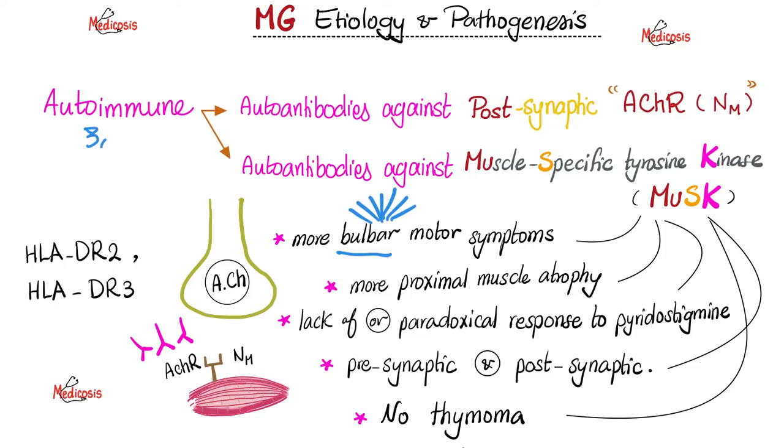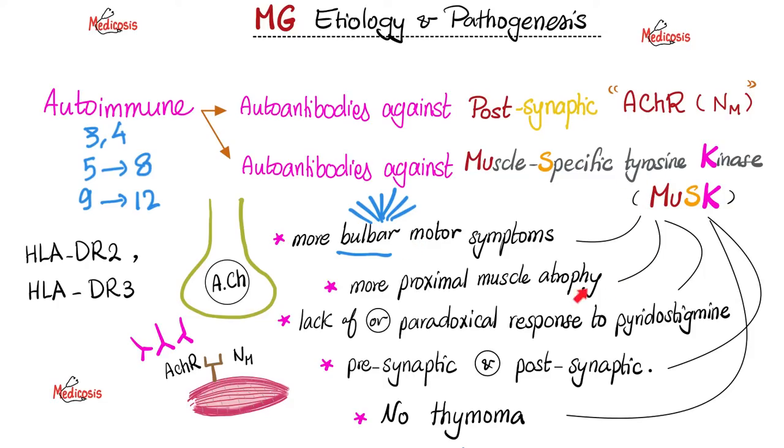Remember that cranial nerves 3 and 4 come from the midbrain. 5, 6, 7, and 8 come from the pons. 9, 10, 11, 12 come from the medulla. And all of these are going to supply muscles in the face and the neck. So these are the muscles that get motor symptoms, and this is what we mean by bulbar motor symptoms, such as diplopia, such as ptosis, such as dysphagia, such as dysarthria.